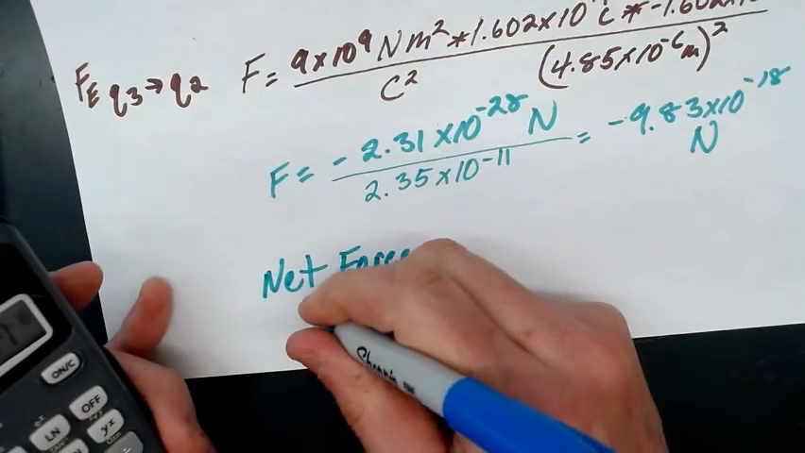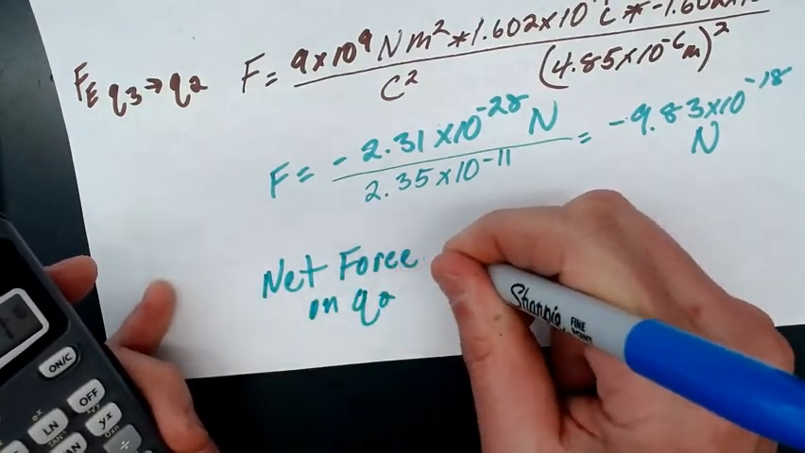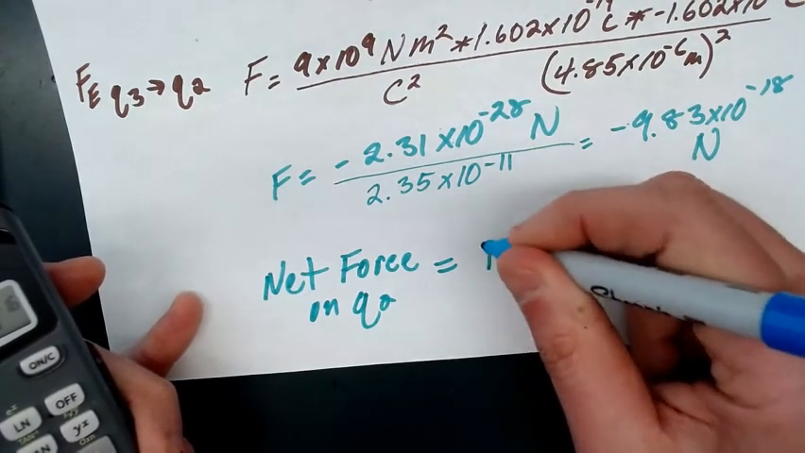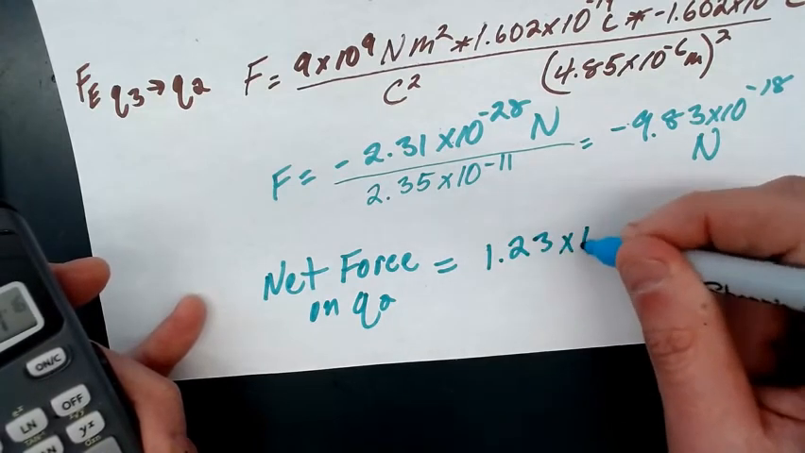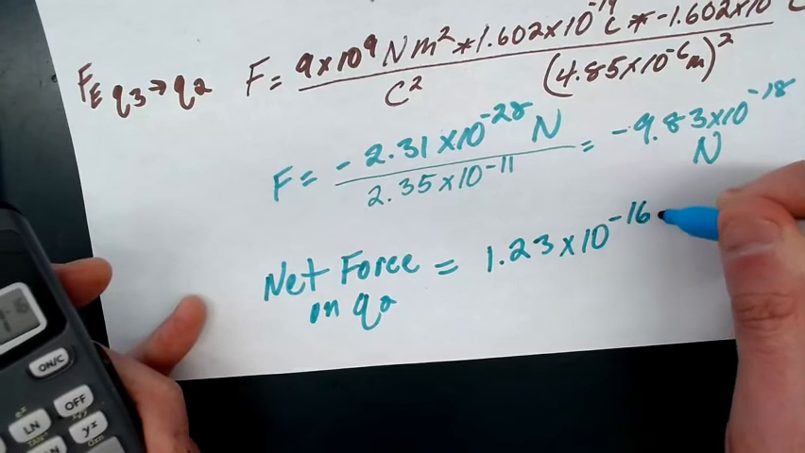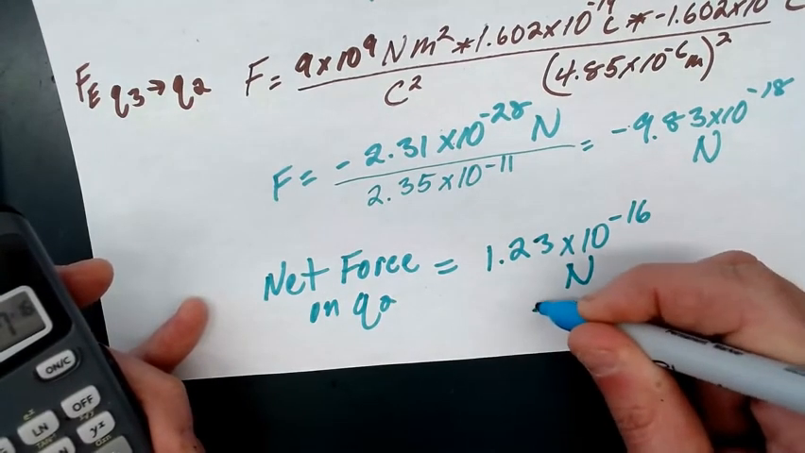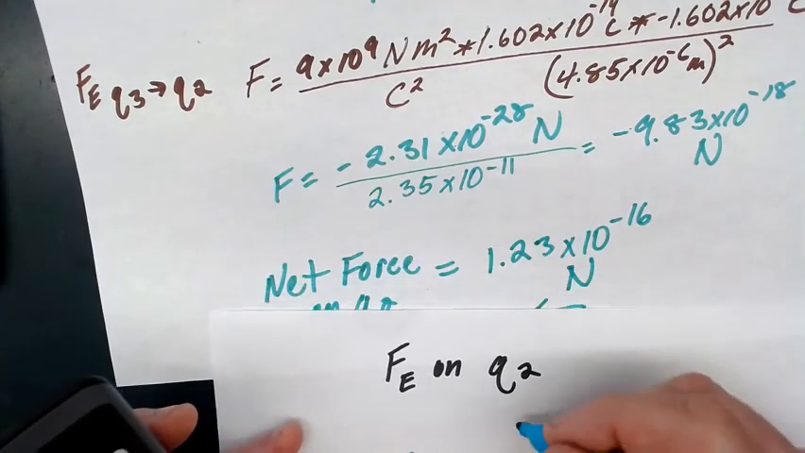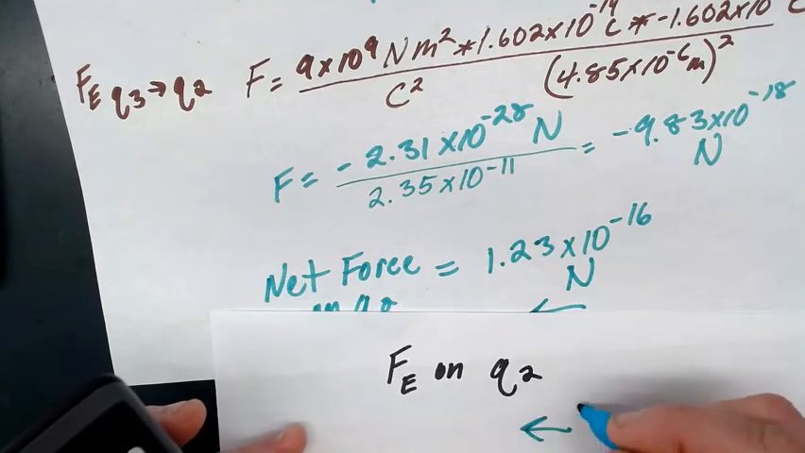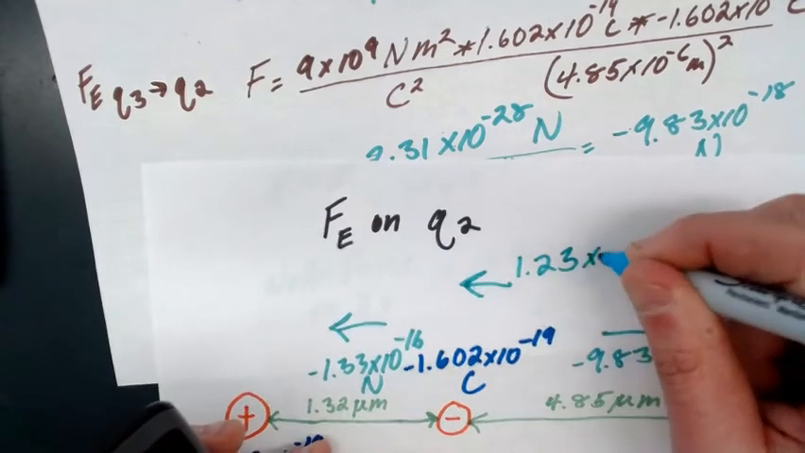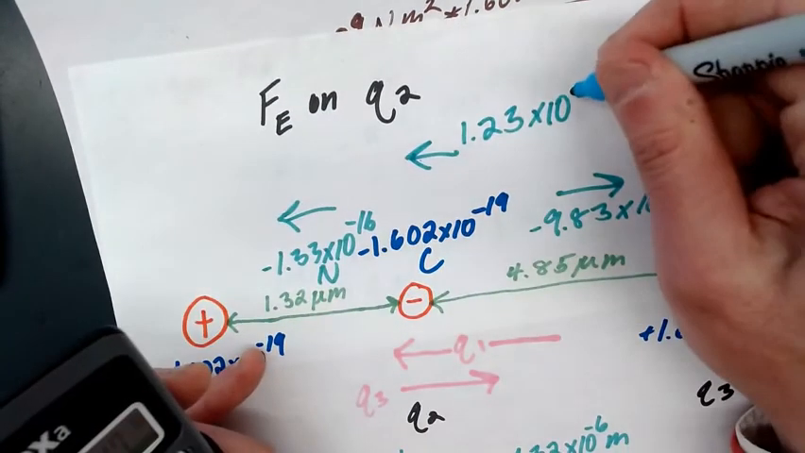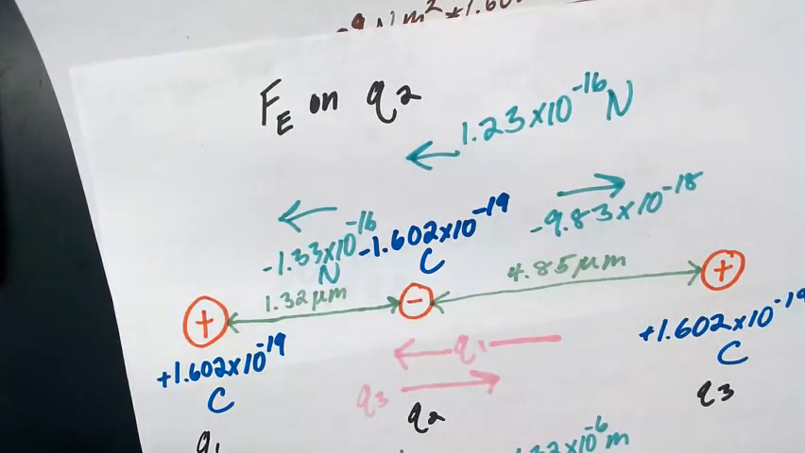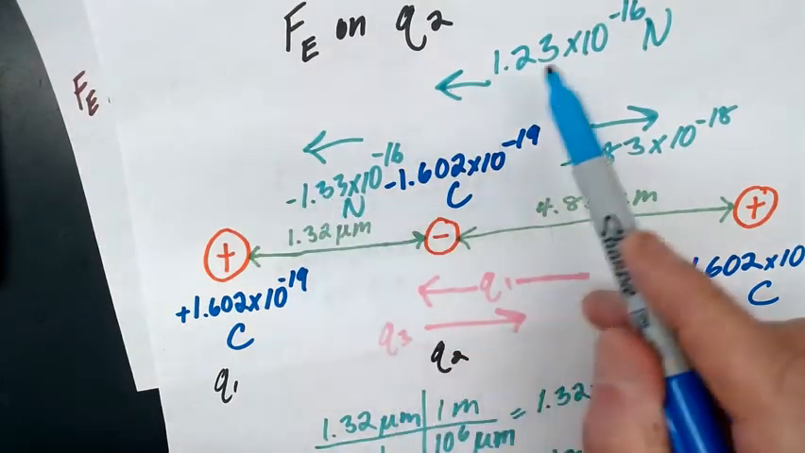So the overall force, so the net force on our Q2 charge is equal to 1.23 times 10 to the negative 16 newtons, and it's going to go in the direction of that charge over here. So it's going to overall go that way, and it's going to be 1.23 times 10 to the negative 16 newtons. Right? So if you notice, doesn't make it that much smaller.